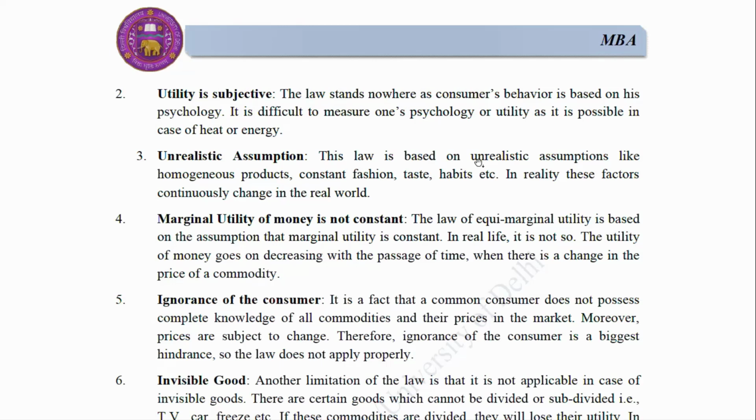Fifth, ignorance of the consumer. It is a fact that a common consumer does not possess complete knowledge of all commodities and their prices in the market. Moreover, prices are subject to change. Therefore, ignorance of the consumer is the biggest hindrance. So, the law does not apply properly.